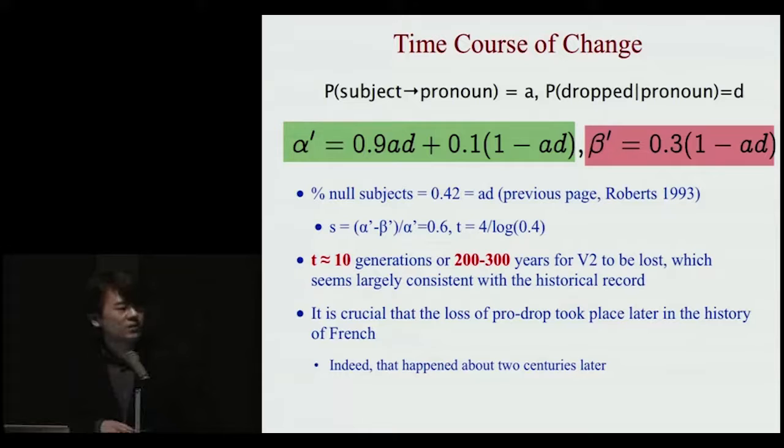So it's crucial here for the story to work that the loss of pro drop took place later in the history of French, so after V2 was lost, because otherwise it would not be possible. Okay, that's indeed the case, because pro drop actually was lost about 2 centuries after V2 was completely gone. Okay? So these, I think, illustrate a set of changes for which the outcome was entirely predictable on the basis of the intrinsic properties of grammar and the numerical tabulation of how often they contradict each other. Okay? So here you could say we're predicting change.